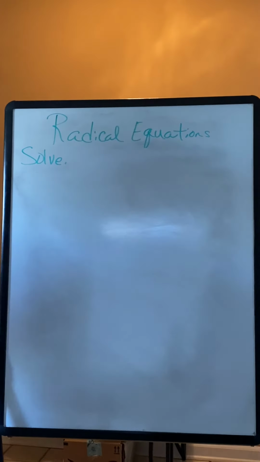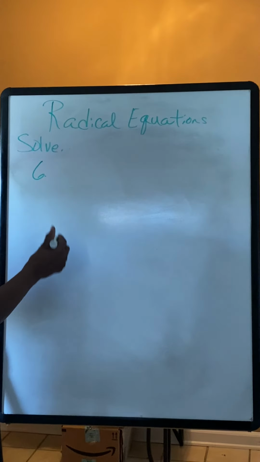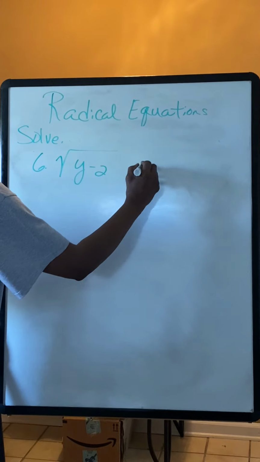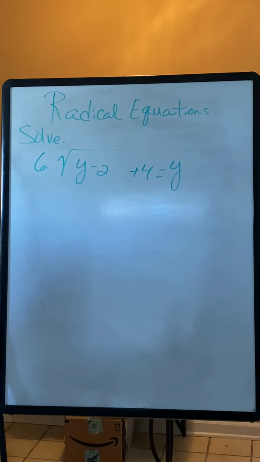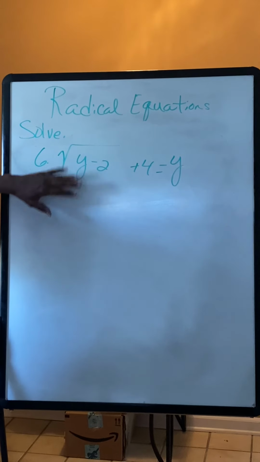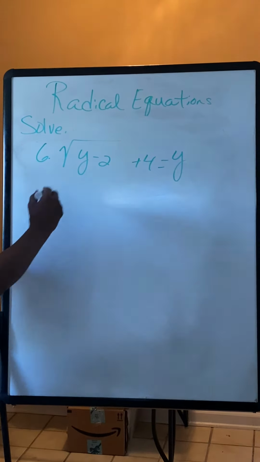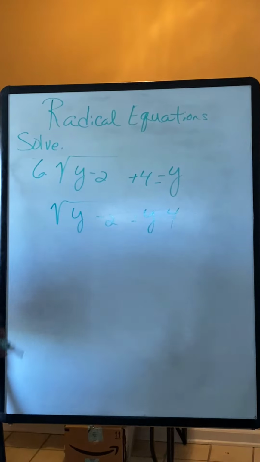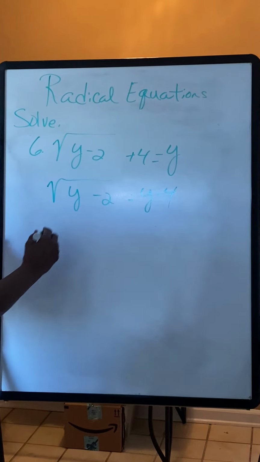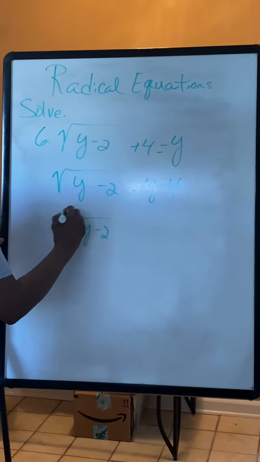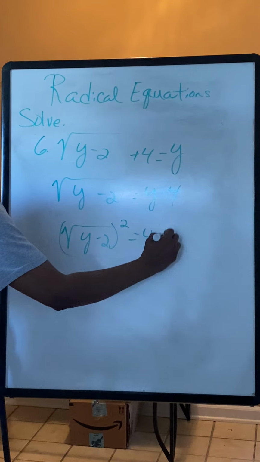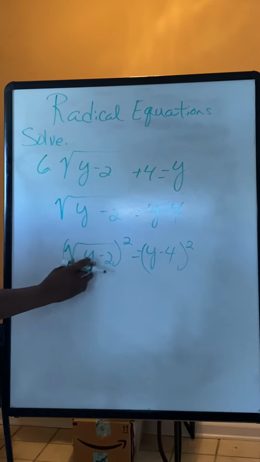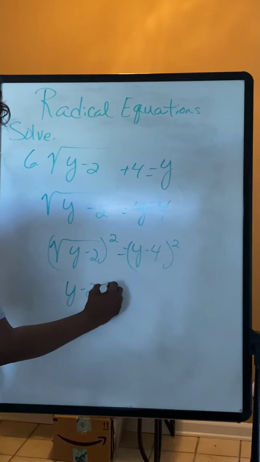And our last example, example 6, if I have the square root of y minus 2, plus 4, is equal to y. Again, I need this radical to stand alone, so the 4 needs to be transformed to the other side. I'll subtract it. I need to get rid of the radical symbol. In order to get rid of the radical symbol, I'm going to square both sides. As I square the left-hand side, a radical squared gives you the radicand. The radicand in this case is y minus 2.